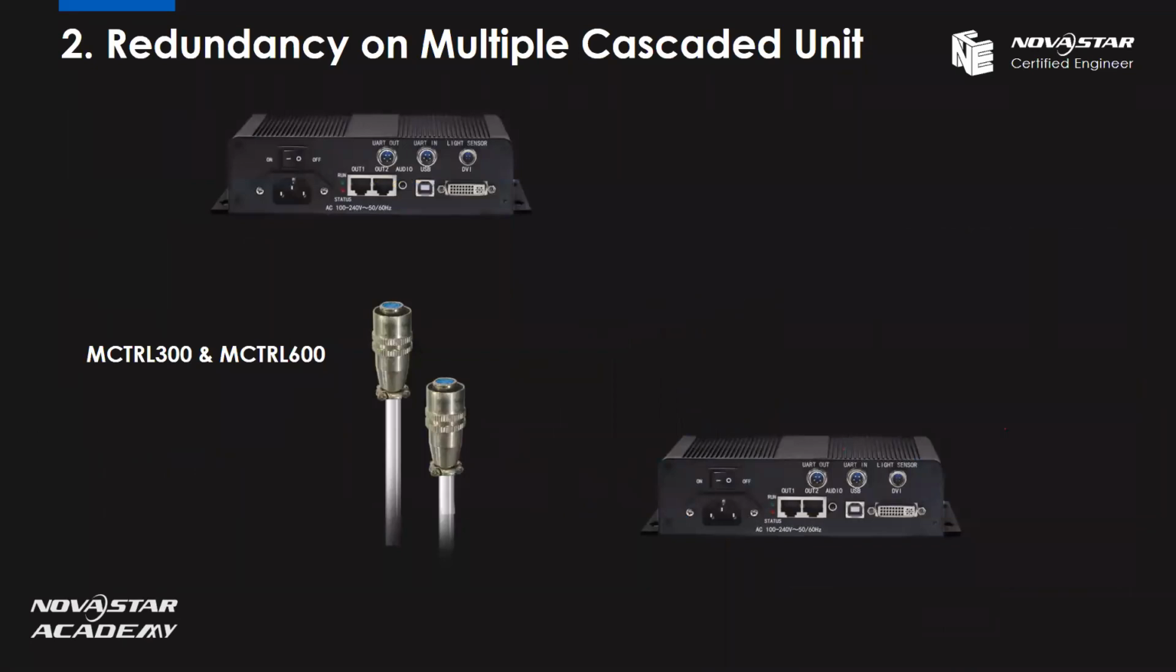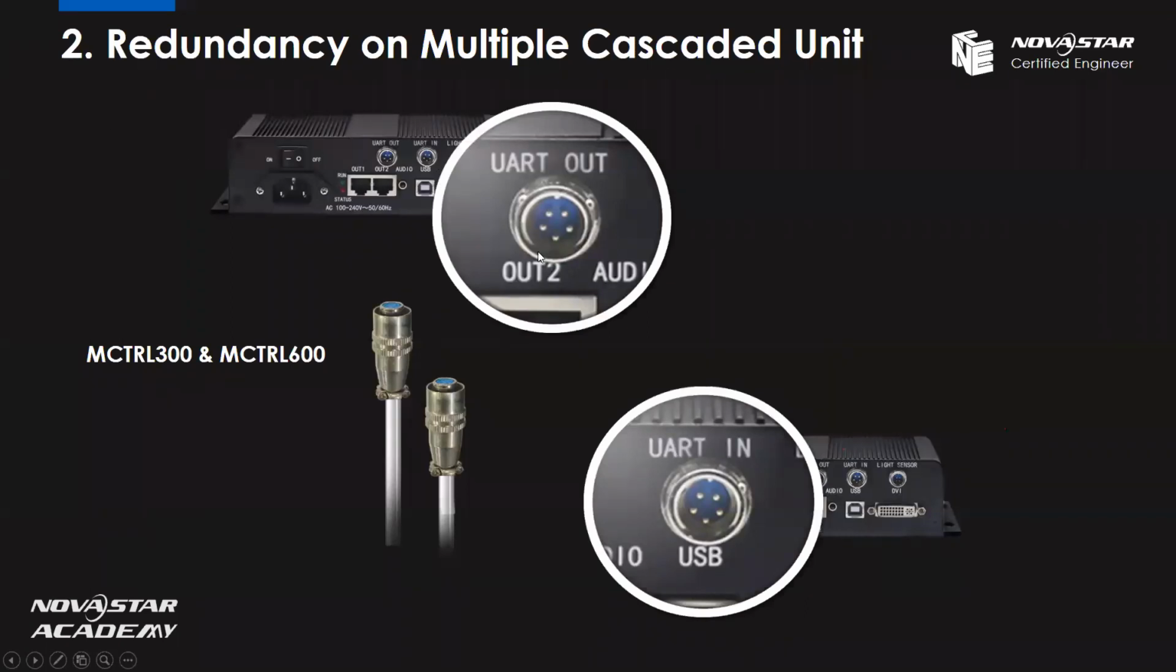Before going to the software part, I think maybe some of you will be curious about the cascaded way. Actually, in NovaStar products, there are some different ways to do the cascading, like the MCTRL 300 and MCTRL 600, which are quite old products, maybe 7 years old. They are all using the UART in and out to do the cascading, and it requires a special cable to do the cascading.